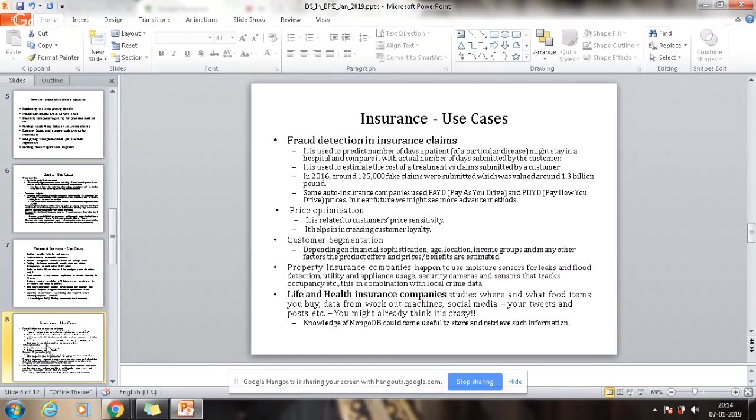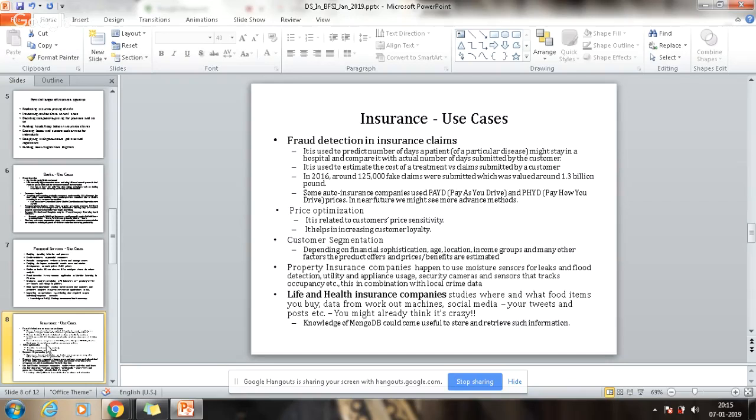Customer segmentation is also a very important use case for data science and machine learning in the insurance area. Depending on financial sophistication, age, location, and many other factors, the product offer, prices, and benefits can be estimated. We might give you insurance at a low premium, given that you have a very good track record, good credit history, and so on.